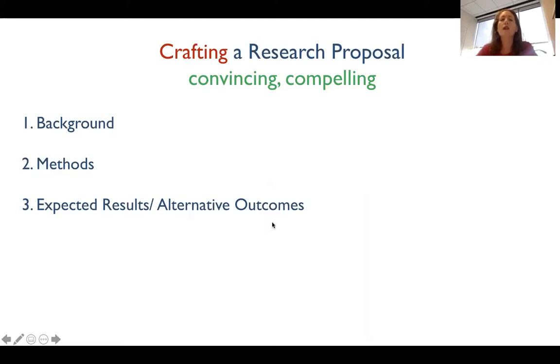Even though when you're writing a research proposal you don't yet have any results, you're going to tell your funding agency what you think you're going to find, what it will mean if you find what you think you're going to find, and what it will mean if you don't.